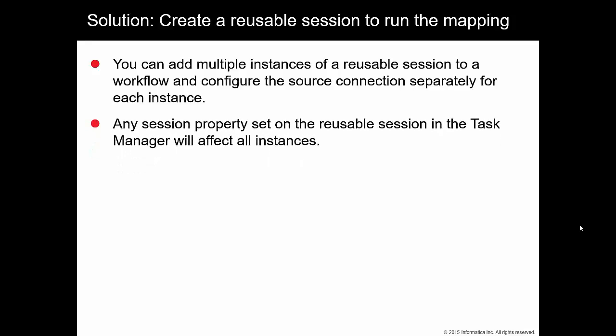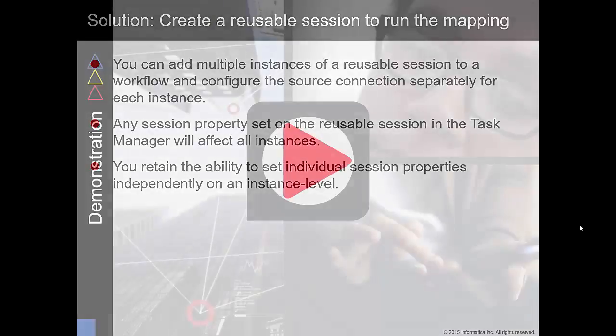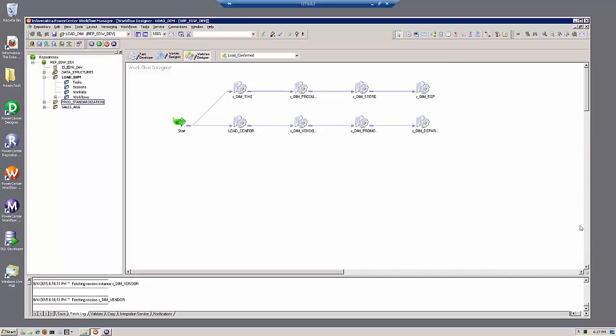You can edit the properties in the task manager if you want to affect all the instances. Or you can change any property on an instance level without affecting the other instances. Let me demonstrate. We want to add instances of a reusable session to this workflow and set the source connections independently.